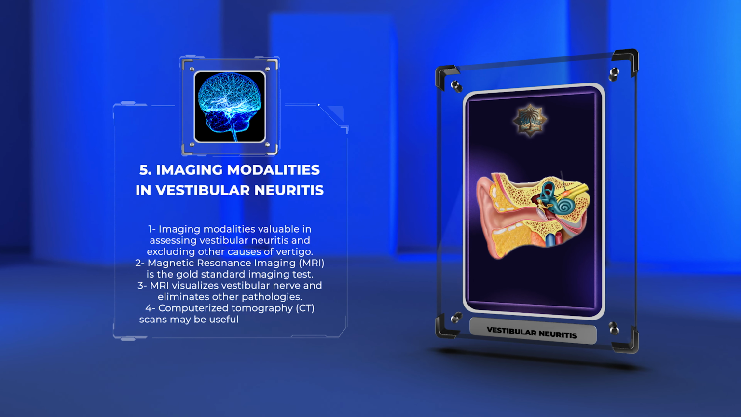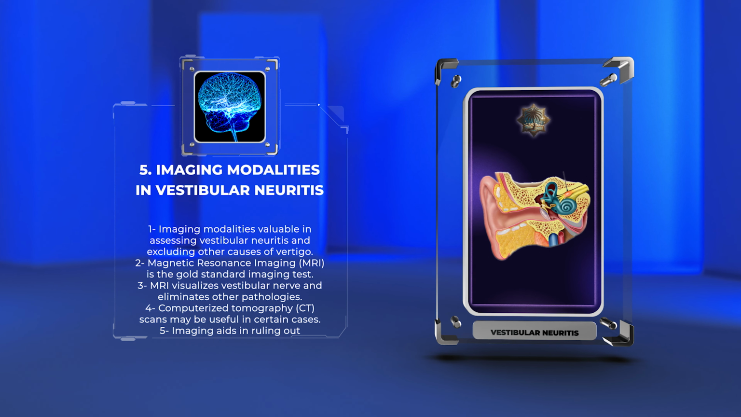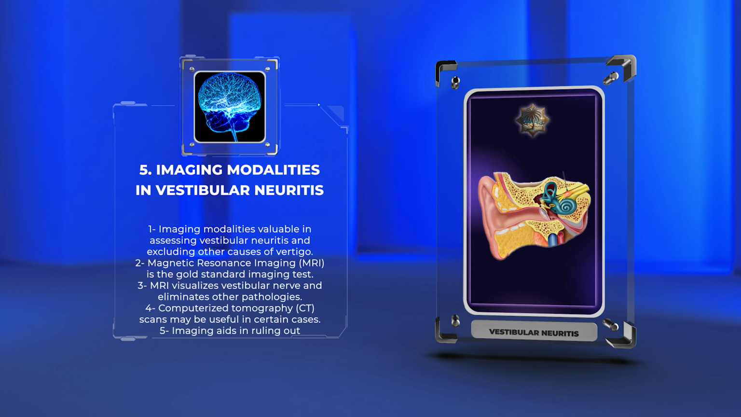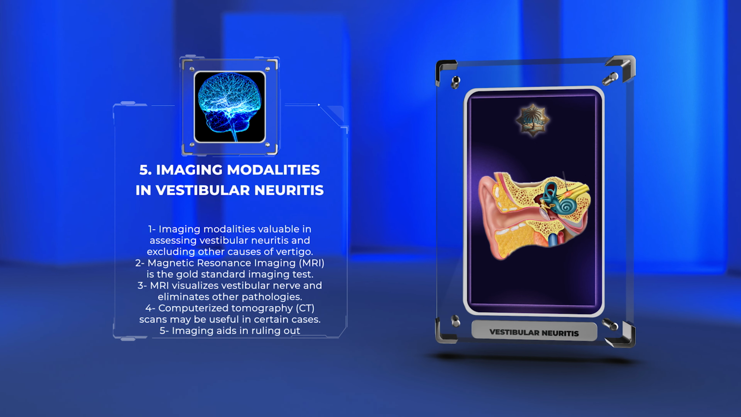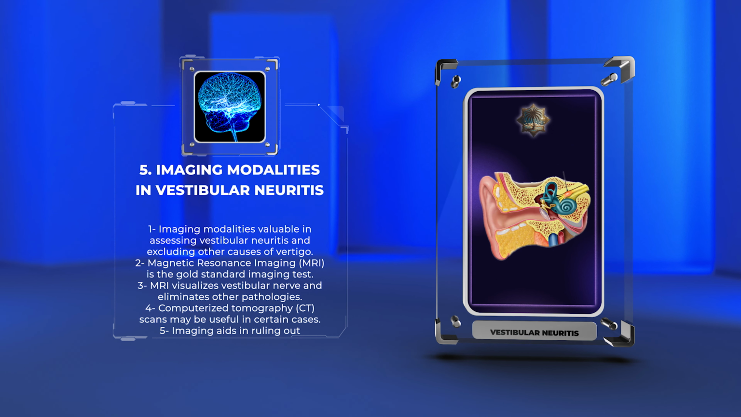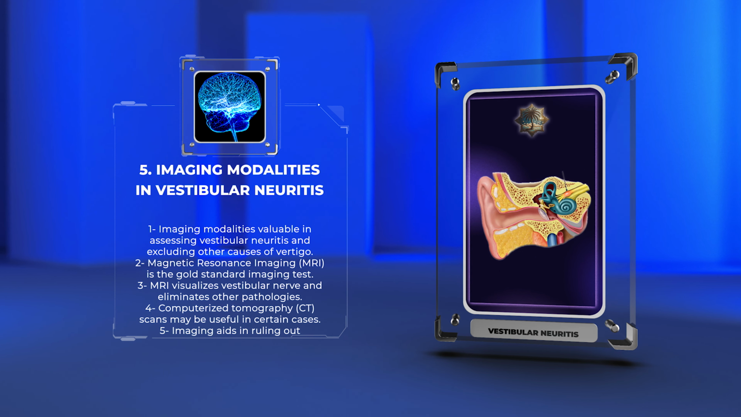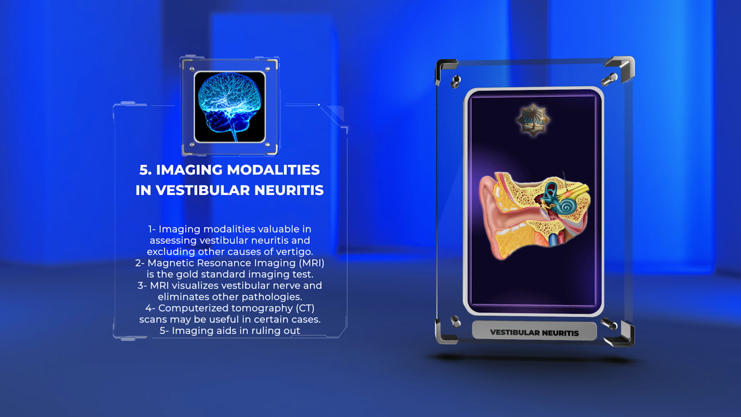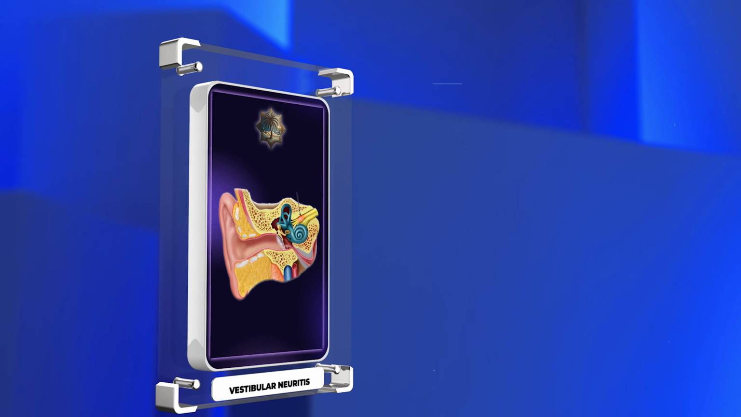5. Imaging modalities in vestibular neuritis. Imaging modalities are valuable tools in assessing patients with suspected vestibular neuritis and excluding other causes of vertigo. Magnetic resonance imaging, MRI, is the gold standard imaging test and not only helps visualize the vestibular nerve but also eliminates other intracranial pathologies mimicking vestibular neuritis. Additionally, computerized tomography, CT, scans may be useful in certain cases to assess for the presence of temporal bone abnormalities. However, it is important to note that imaging alone cannot definitively diagnose vestibular neuritis but rather aids in ruling out alternative etiologies.